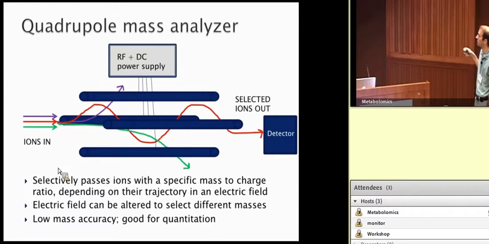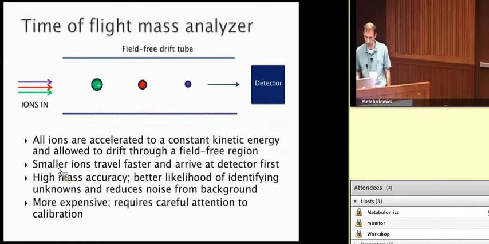And based on your knowledge of those voltages and what you detect over here, you can say, okay, when I was holding my voltages that should have passed mass-to-charge 191, I see a signal, so I have mass-to-charge 191. This is a low mass accuracy. We can distinguish things that are about 1 Dalton apart, which might sound pretty good, but there's instruments that can do a lot better. It's good for quantitation, and it's actually not very expensive. So this is a good, reliable, robust type of mass analyzer.